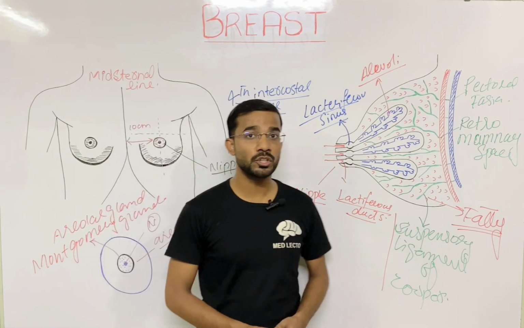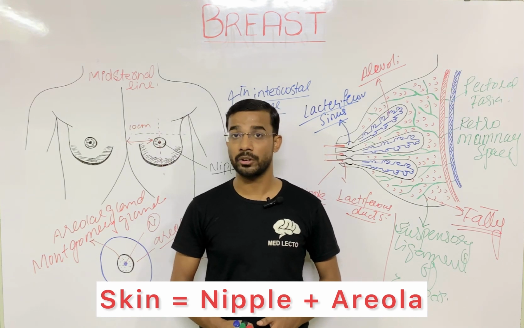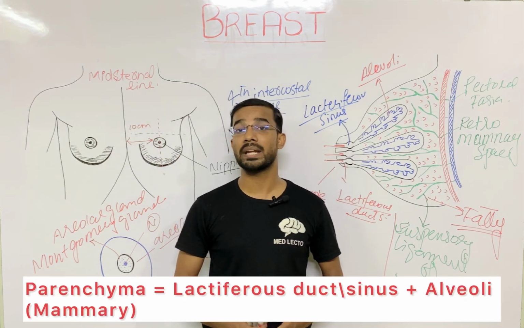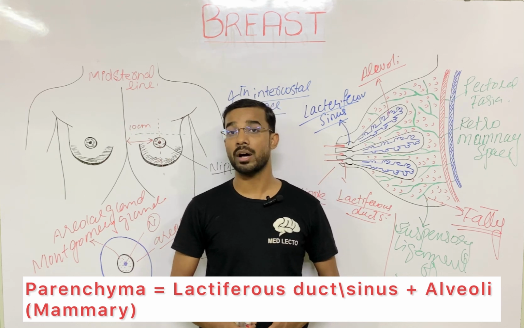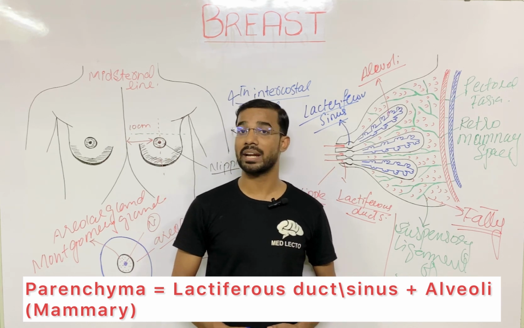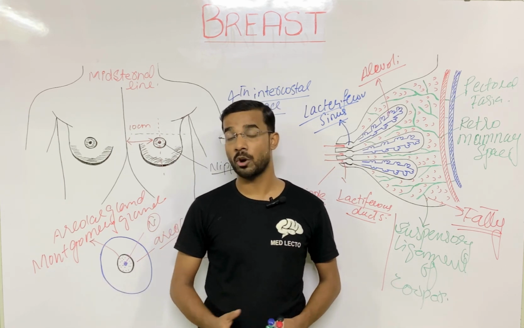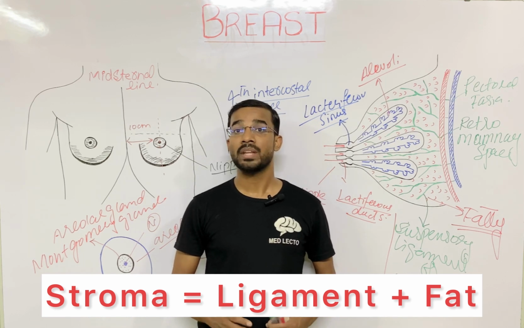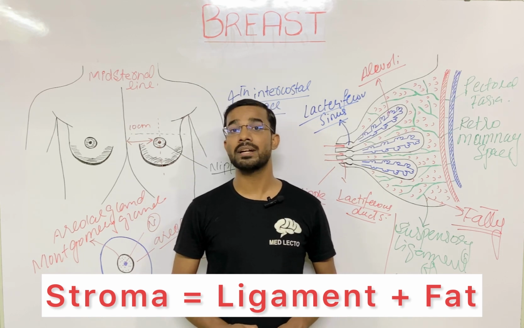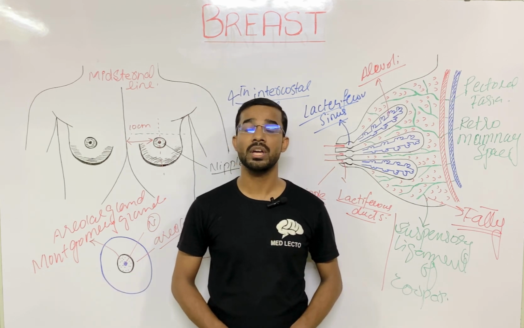So we have discussed the three most important components. The first is the skin, in which you will see the nipple and the areola. The second component is the parenchyma, in which you will see the mammary gland. In the mammary gland you will see three important components: lactiferous duct, lactiferous sinus, and the alveoli. The third component is the stroma, in which you will see the two most important components. First is the suspensory ligaments of Cooper, and second is the fatty component. So this is all about the three components of the breast.